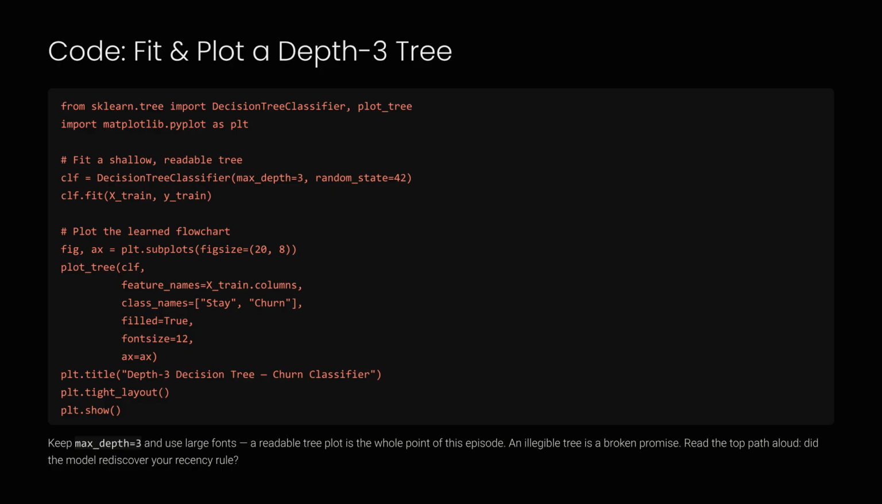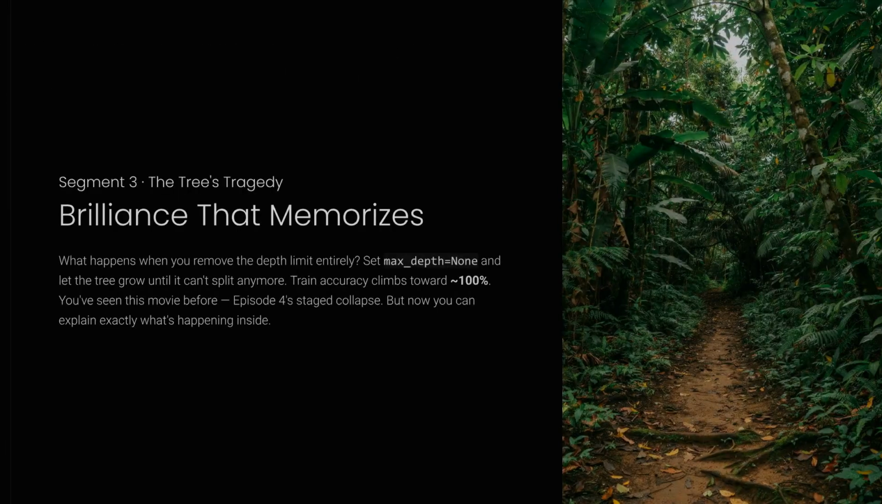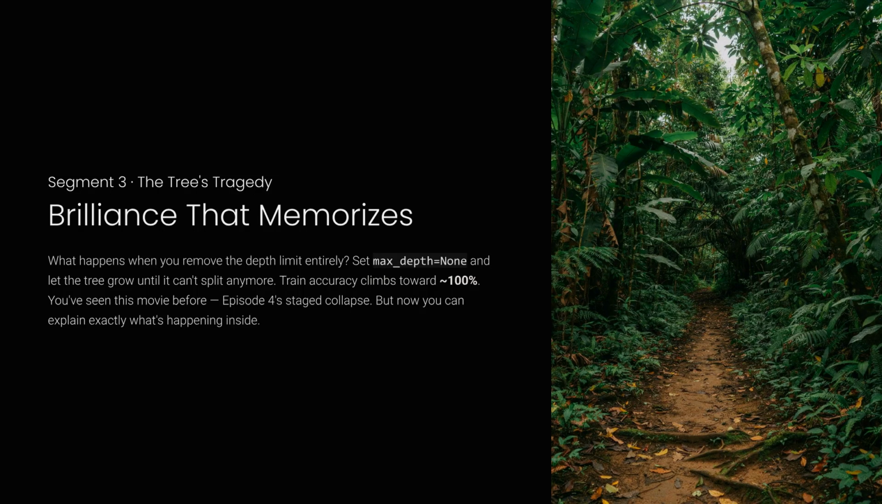To implement this, use the decision tree classifier from scikit-learn. Keeping your tree shallow is crucial for readability and preventing overfitting. If you plot your tree, you should be able to read it and verify that it matches your expected business logic. But what happens if we remove the depth limit?